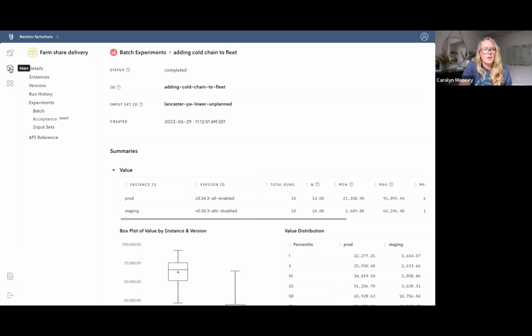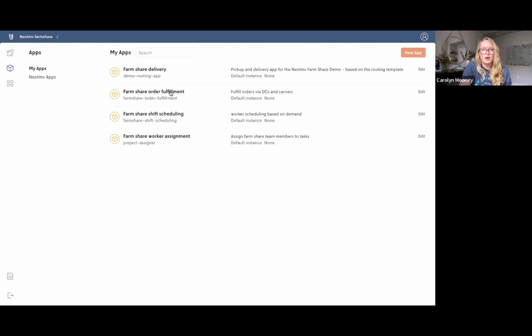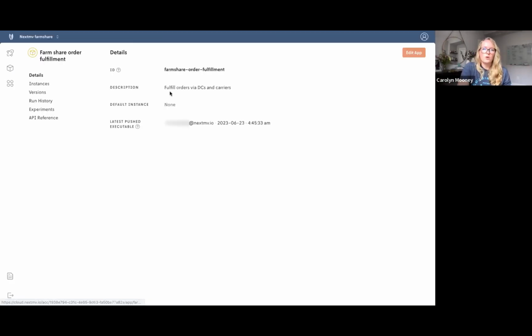The next model we'll hop into is our farm share order fulfillment. So if you remember, we extended our delivery radius and we wanted to include third-party carriers and DCs to handle our produce to basically make it so that we could deliver to much farther regions. And so on our order fulfillment model, we are optimizing for handling costs and delivery costs combined. So our total cost of fulfilling an order.